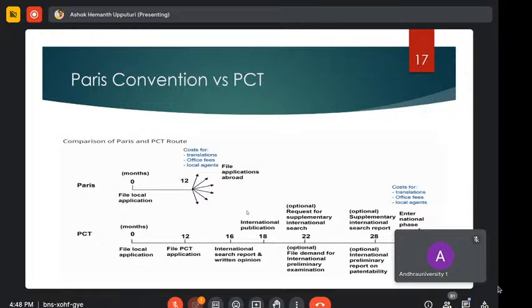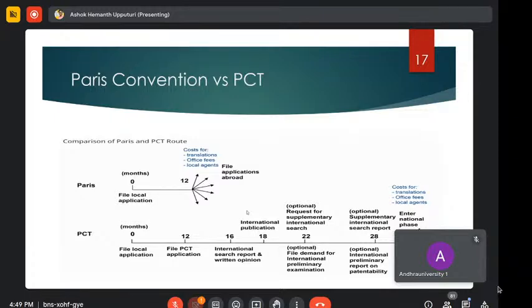If you are a national of the respective country, for example, I am an Indian national, so I can file a PCT application directly at Delhi. You can file online, and within 16 months you can get the international search report and written opinion. Actually, you are paying the fees, and the fees include the international search report and written opinion.